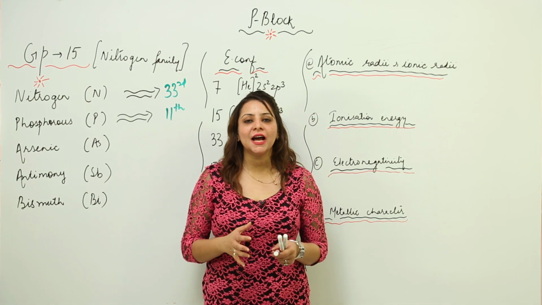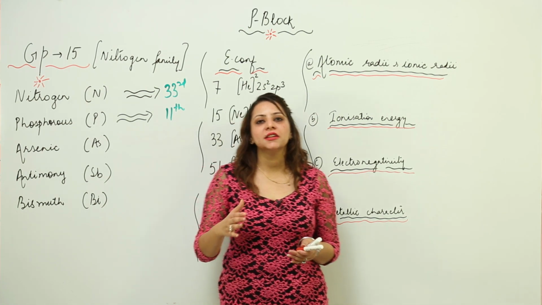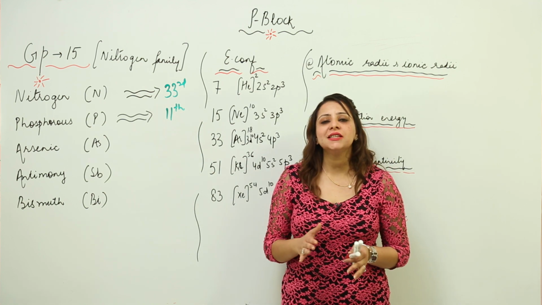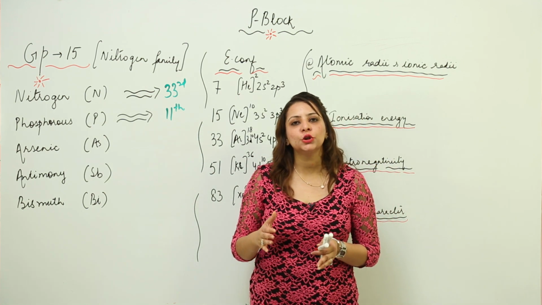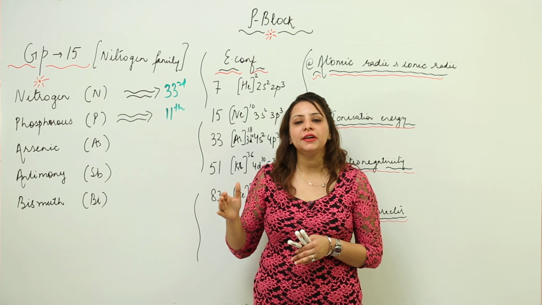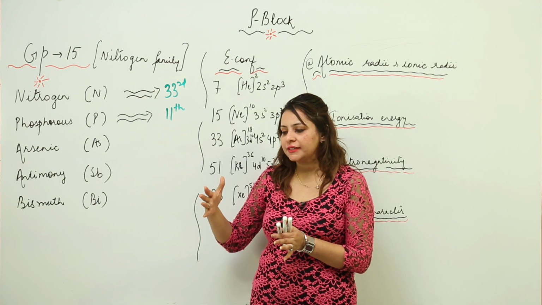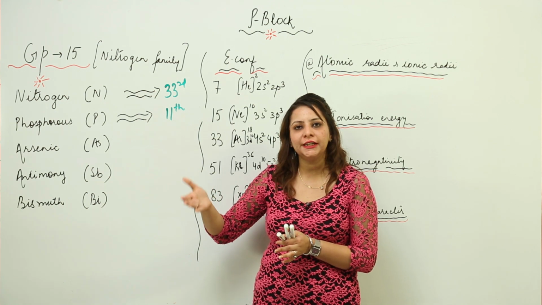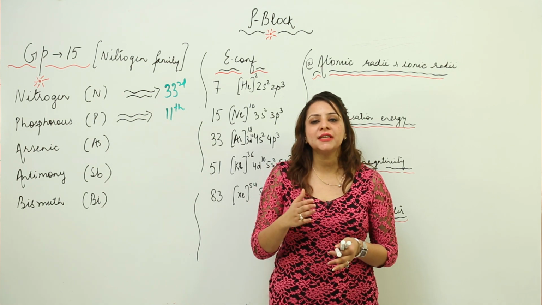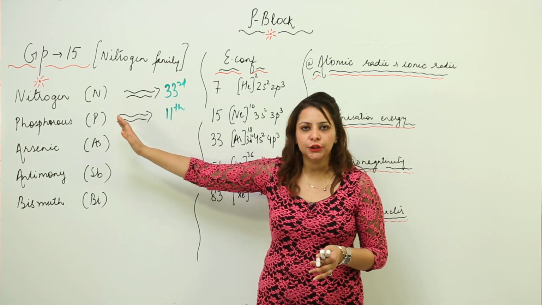Now we are going to start with the p block, and in the p block first we are going to start with the 15th group. As you all know, p block elements are those in which the last electron enters the p subshell, right. So we have the groups ranging from 13 to 18 which are included in the p block. We are going to start with the 15th group.